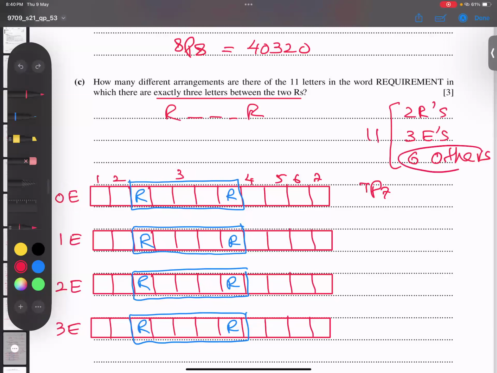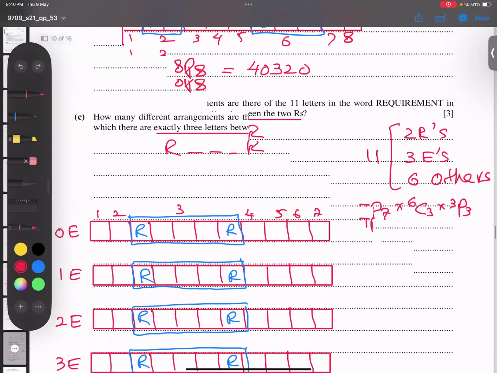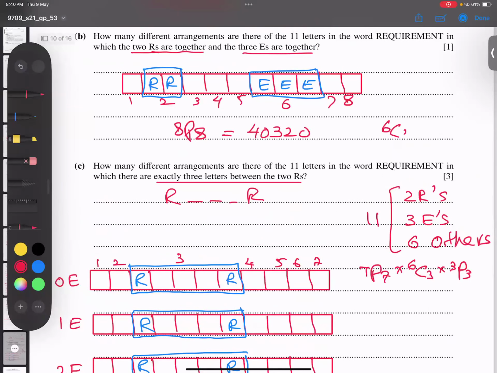Now, let's say 0 E's come here, not a single E involved. From the 6 other letters I need 3 letters. I taught many times that when you pick and choose and then order, from the 6 other letters I pick 3, 6C3. Any 3 will come from there, and then I arrange those 3 in the middle, 3P3. Although I have a shorter way: 6C3 into 3P3, you write it this way, or you write directly 6P3.